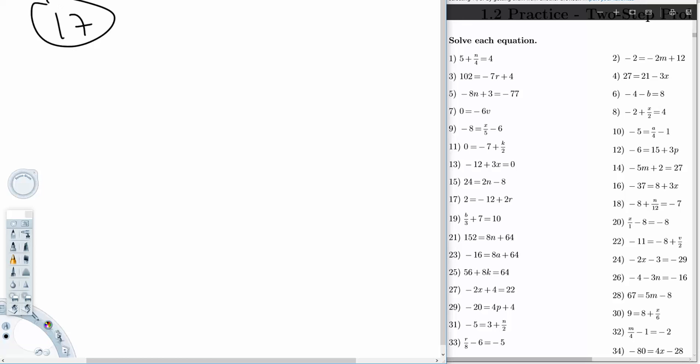Remember, if I'm going too fast, you can pause it at any time, right? You don't have to listen to me talk all the time very fast. You can just pause it and re-listen to it as many times as you want. 2 equals negative 12 plus 2r.